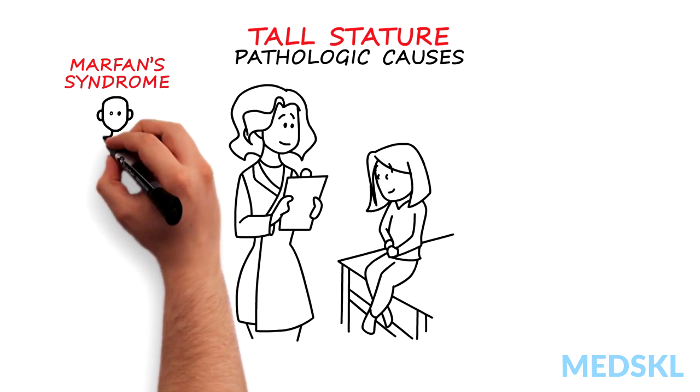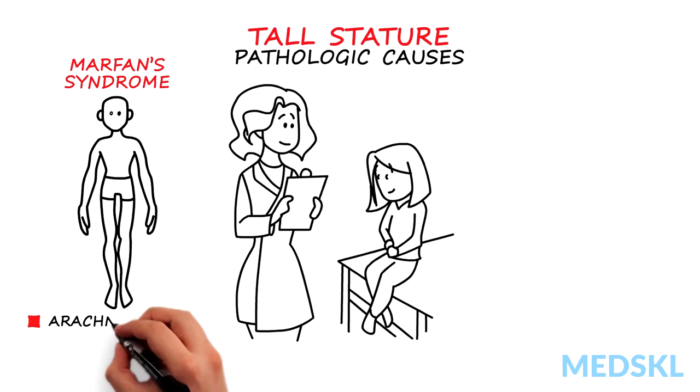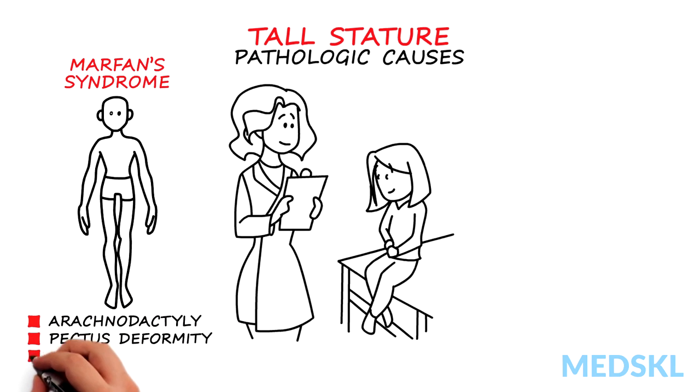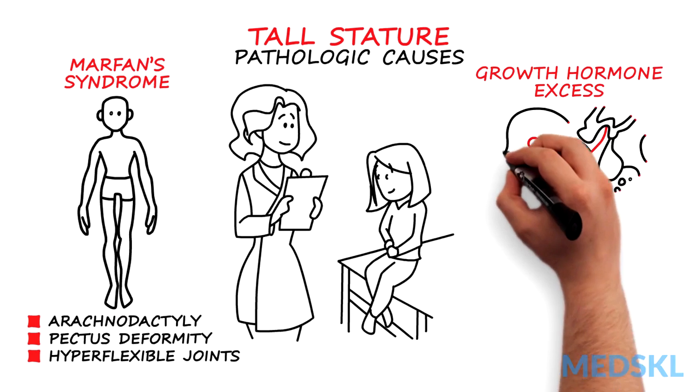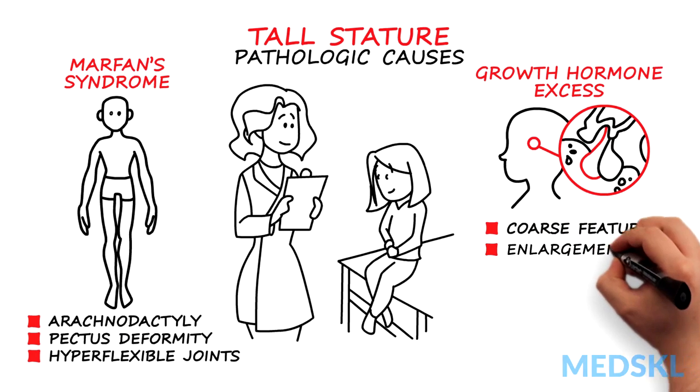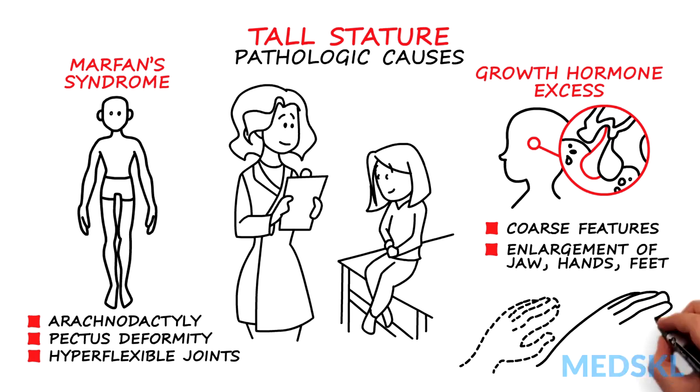In Marfan syndrome, the patient may have arachnodactyly, pectus deformity, or hyperflexible joints. Patients with growth hormone excess can have coarse features, enlargement of the jaw, hands, and feet, and skin tags.